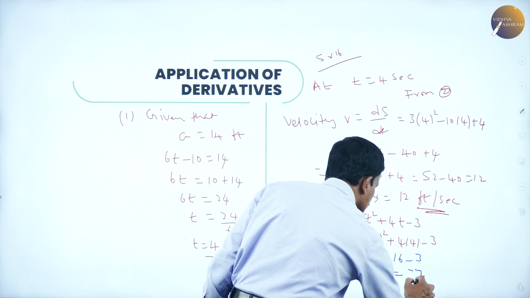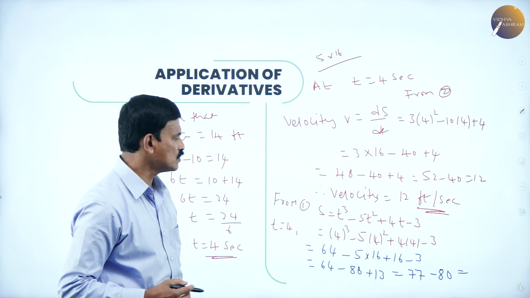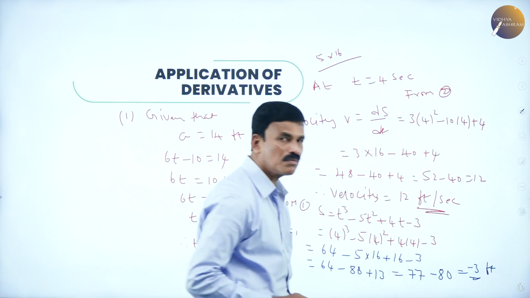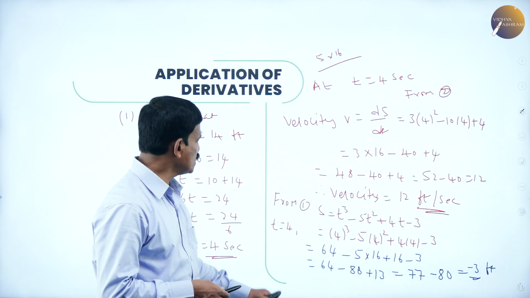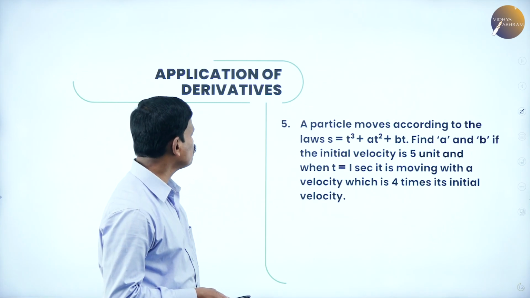6 plus 1 is 7. 77 minus 80 is equal to minus 3. Minus 3 feet. The answer is minus 3. So, the required answer is minus 3 feet, which is the displacement. Now, let us come to the next problem.